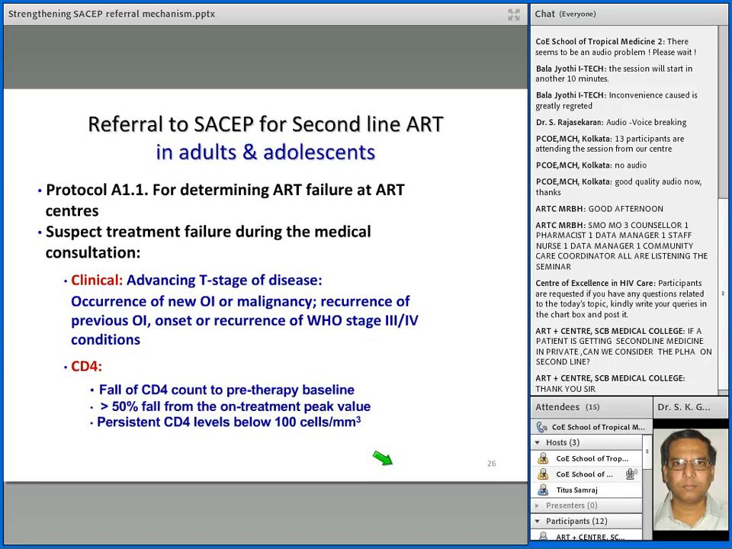But you know that the most important is virologic failure, which comes first, followed by immunologic failure, and then clinical failure. There's a usual pattern, a sequence of events, when someone fails an antiretroviral regimen. CD4 count, all of you are aware, there are three criteria. The fall of CD4 count to the pre-treatment baseline level; the second is more than 50% fall from the on-treatment peak value; or persistently below 100 even after 1 year of antiretroviral therapy.